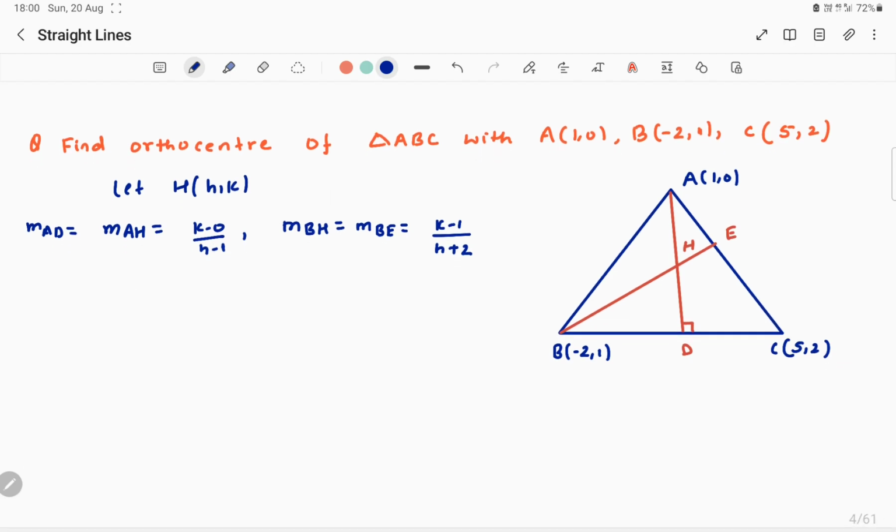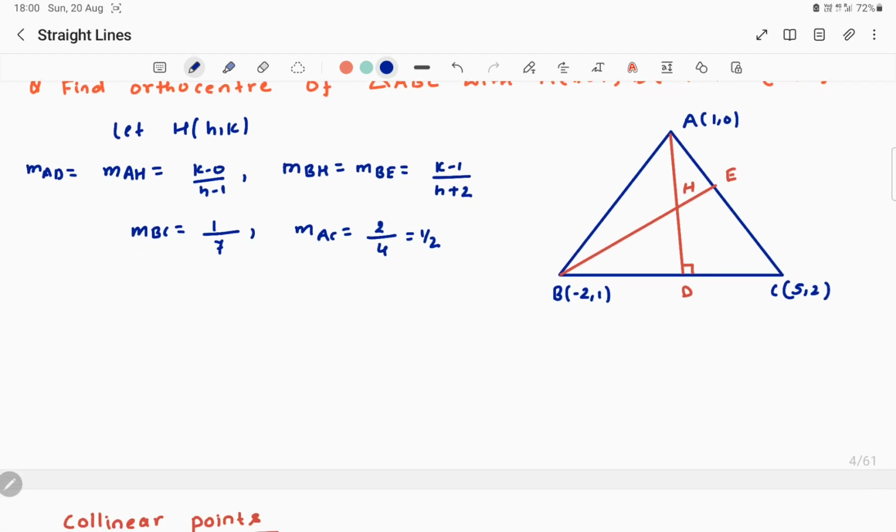Also, what is the slope of BC? 2 minus 1 is 1, and 5 minus of -2 is 7. What is the slope of AC? 2 minus 0 is 2, and 5 minus 1 is 4, which is 1 by 2. Now, AD is perpendicular to BC. When two lines are perpendicular, the product of the slopes is -1. So we write k by h minus 1 into 1 by 7 is -1. So we got the equation k is equal to -7h plus 7.